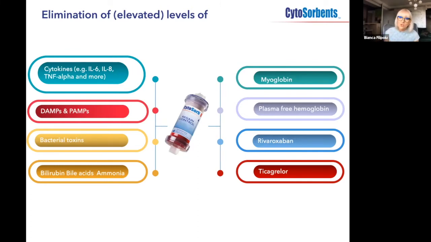Cytosorb removes also myoglobin. That means that if you have in front of you a patient with crush syndrome, or a patient with rhabdomyolysis, or a patient who had a trauma, you can use Cytosorb for removing myoglobin and preventing damage to the kidneys. Another important thing is plasma-free hemoglobin, which is removed by Cytosorb. So that's a big help also for cardiovascular patients, preventing TRALI. And rivaroxaban and ticagrelor, Cytosorb removes those drugs, so it can be used to prevent the risk of bleeding for those patients.